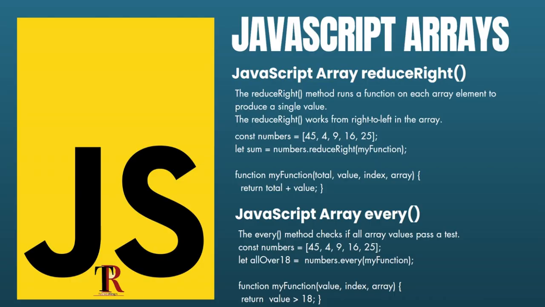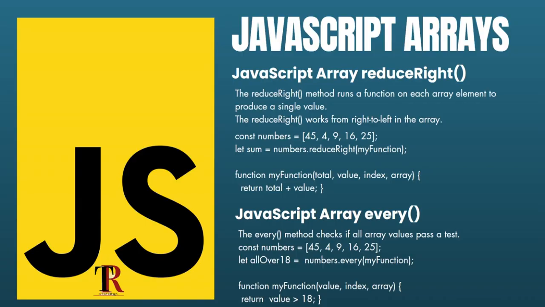Now to move on from that, in this lesson, we are quickly going to be talking about two other methods for working with arrays. The first one is reduceRight, and the second one is the every method. The reduceRight method runs a function on each array element to produce a single value. You agree with me that this is the same kind of definition that the reduce method used in the last example. The reduceRight method works from right to left in the array, while the reduce method works from left to right.